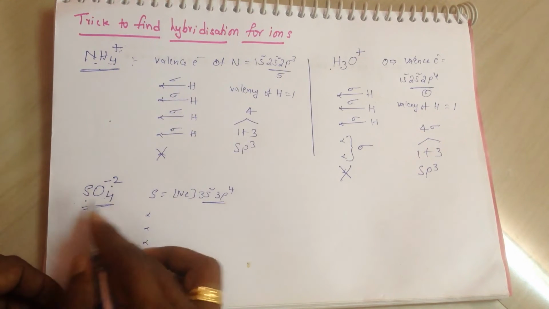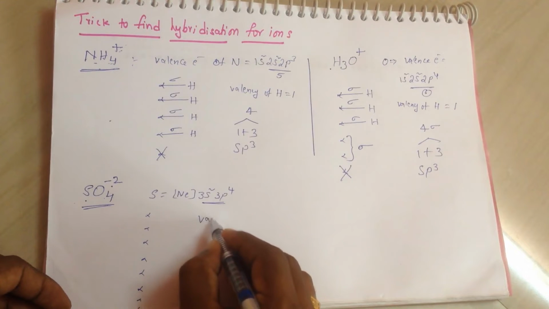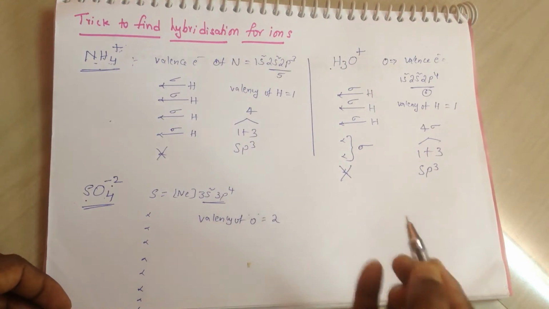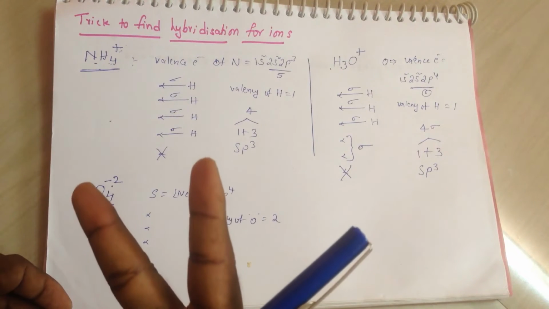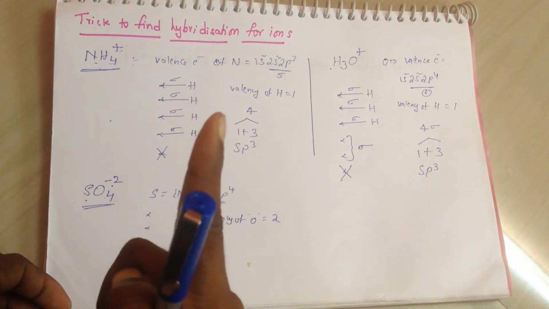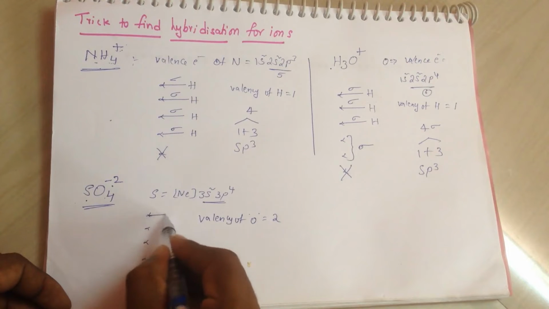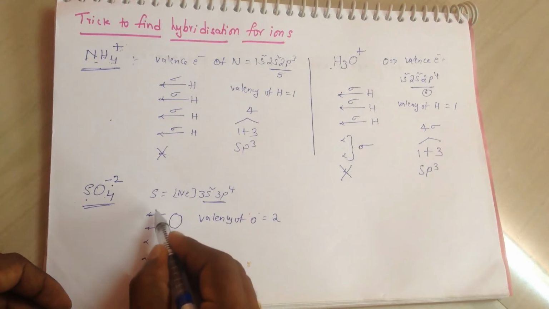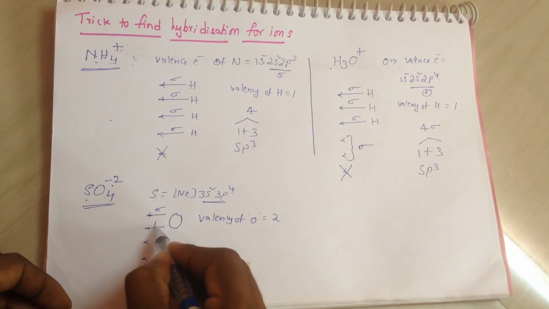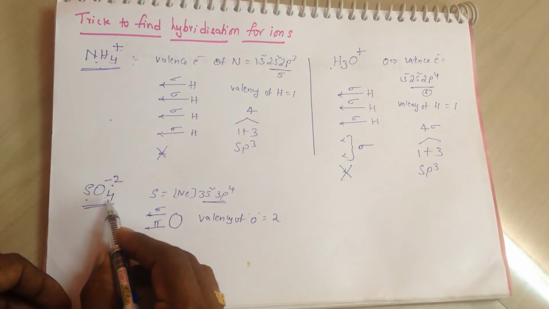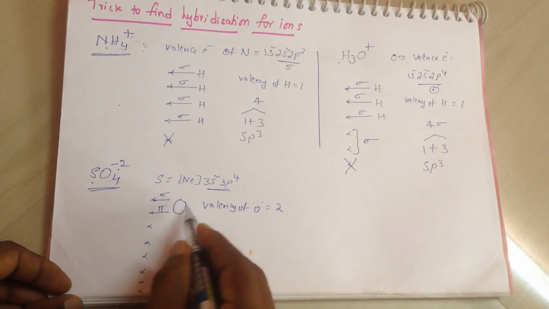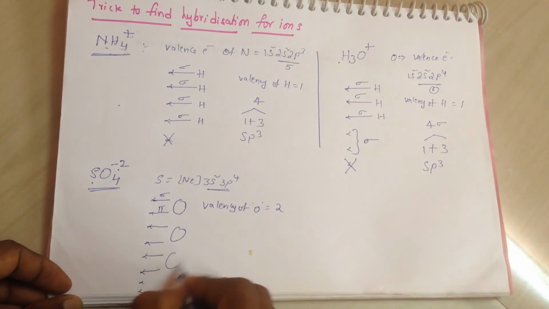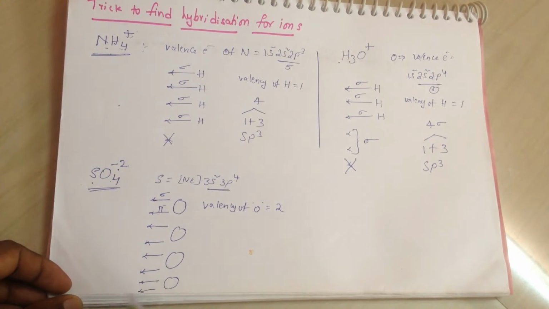Now the process is the same. Which atoms are attached to this? Oxygen. What is the valency of oxygen? The valency of oxygen is 2, which means 2 electrons form bonds with 1 oxygen. See here, these 2 electrons form a bond with 1 oxygen. It's a double bond, in which we have 1 sigma and 1 pi. How many oxygens do we have here, students? There are 4 oxygens. So 1 is over, then the second oxygen, third oxygen and fourth oxygen.